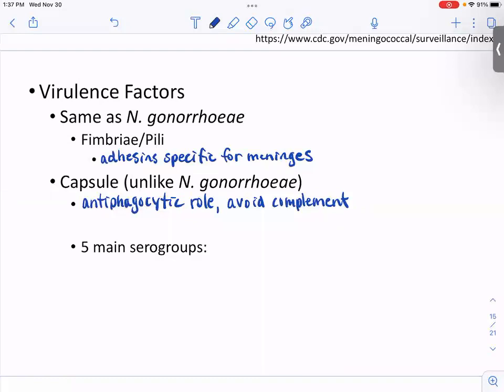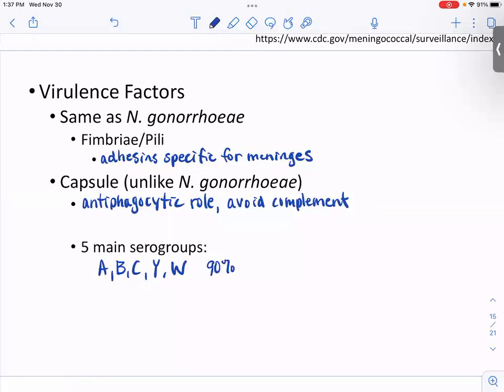Okay, so there's 5 main serotypes. There's 12 known to exist, but there's 5 that are the most famous, and those are named the A, B, C, Y, and W serotypes. Okay, 90% of disease is caused by one of those 5 serotypes of the capsule.